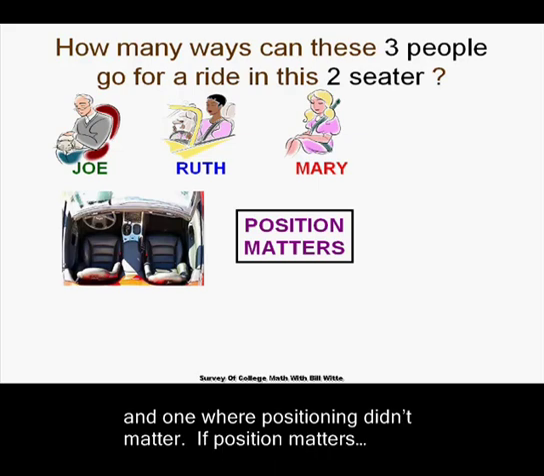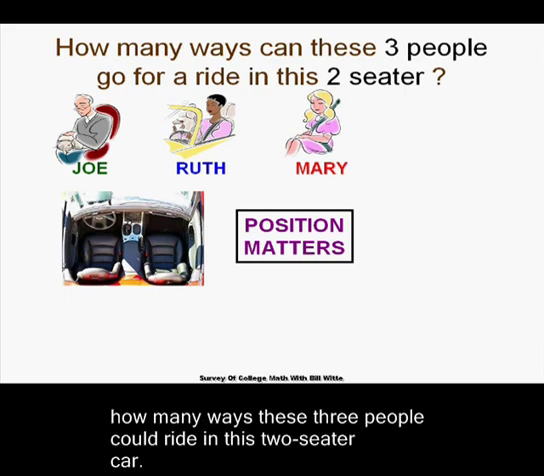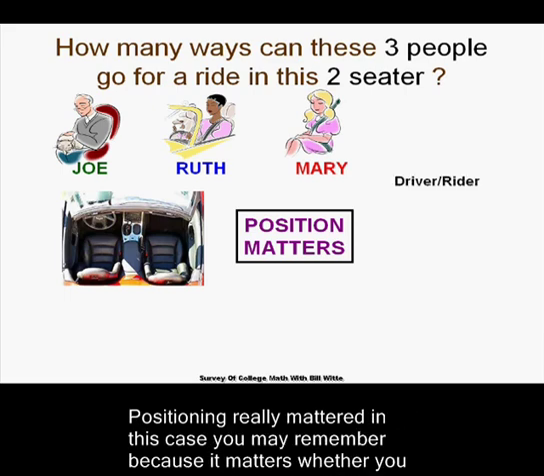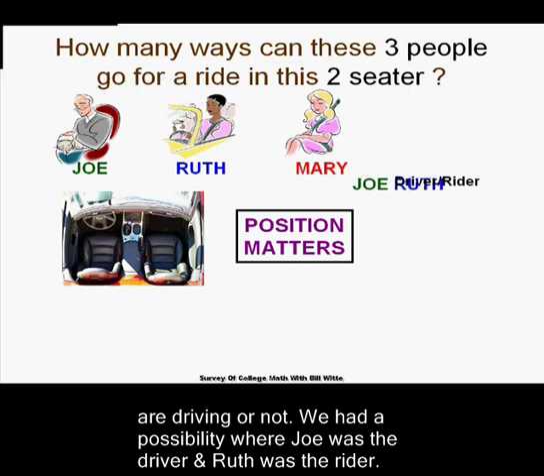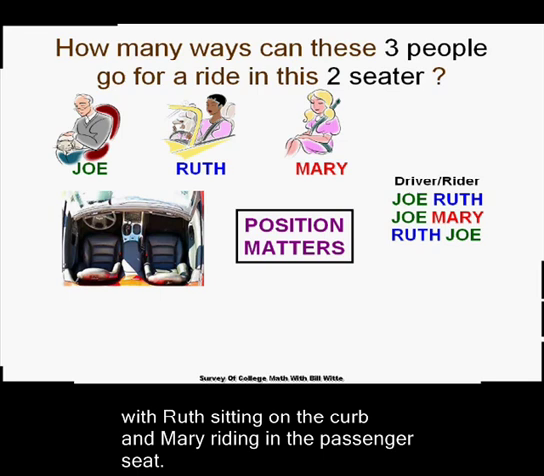Remember the one where position mattered and the one where position didn't matter. If position matters, for instance in this example, we already found how many ways these three people can ride in this two-seater. Position really matters in this case, you may remember, because it matters whether you're driving or not. We had a possibility where Joe was the driver and Ruth was the rider, or Joe was the driver and Mary was the rider. Okay, that's with Joe. Then we had Ruth as the driver and Joe as the rider. Ruth as the driver and Mary as the rider.